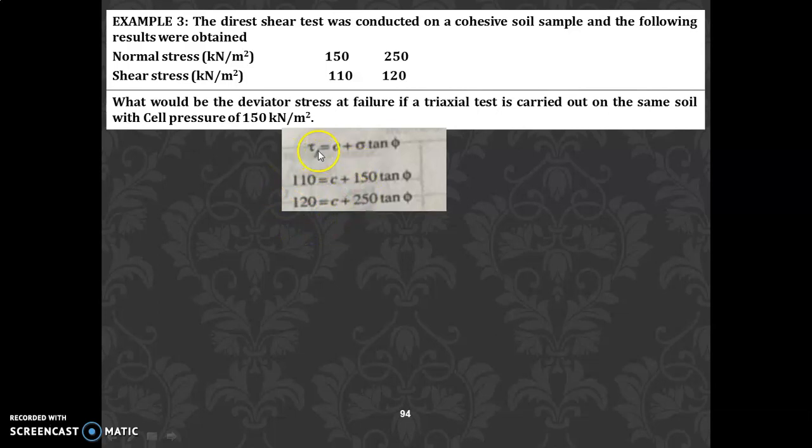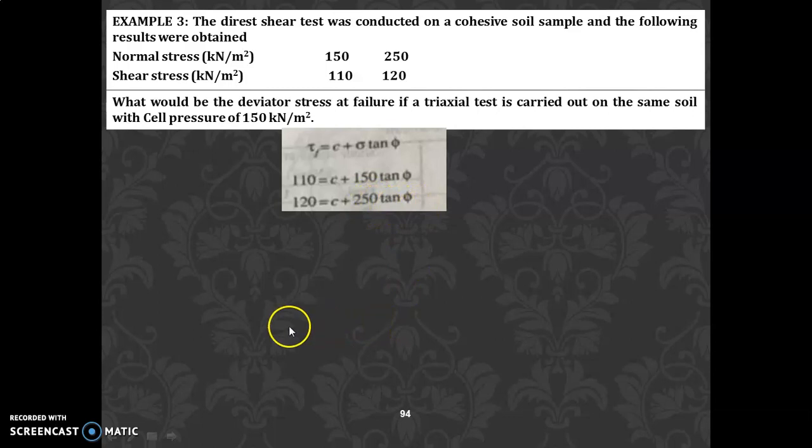We have the formula tau f is equal to C plus sigma tan phi. Tau f, that is shear stress for the first case, is 110, equal to C, which is unknown, plus sigma, that is normal stress for the first case, 150, into tan phi, phi is unknown. Okay, this is one equation. For the second equation, use the same formula, tau f is equal to C plus sigma tan phi, where tau f is the second value of shear stress, that is 120, equal to C plus sigma, normal stress 250, into tan phi.